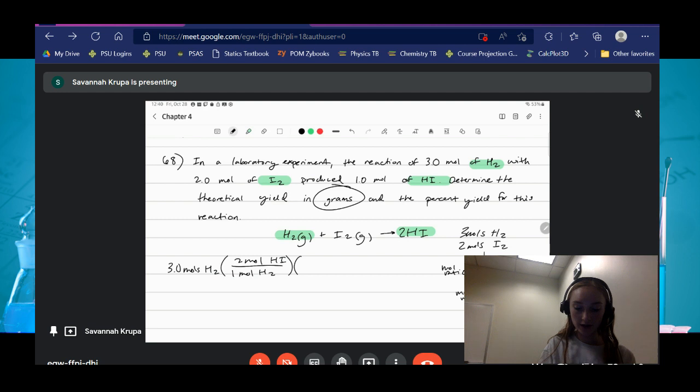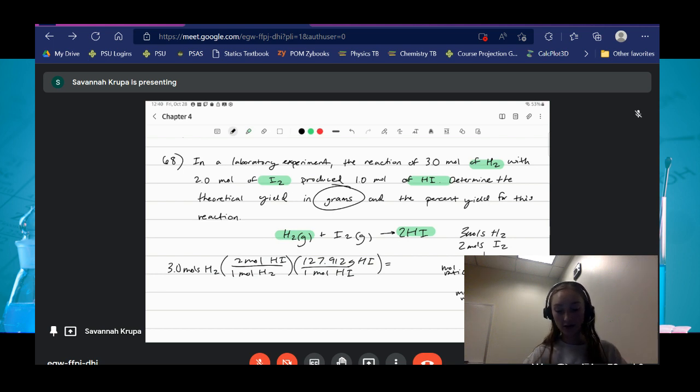And so now that we're in units of moles of HI, we want to use the molar mass, like I said. So for every 1 mole of HI, so that gets rid of those units, we will put the amount of grams on top of the molar mass. So for HI, the molar mass is 127.912 grams of HI. And so that will give us the amount of grams that is going to be produced from the hydrogen.